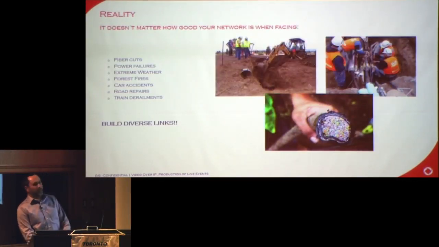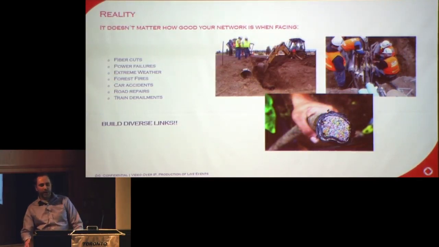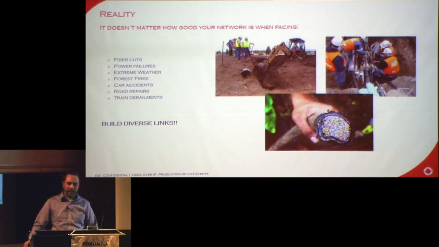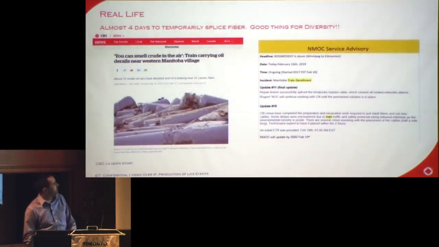And so in reality, it doesn't matter how good you build a network when the fiber is cut. And there's all kinds of things that cause it: car accidents, road repairs, the good old backhoe, and just most recently here, a train derailment. This is less than 1 month old. This is just an example I was able to pull up most recent. CBC covered a good story here.